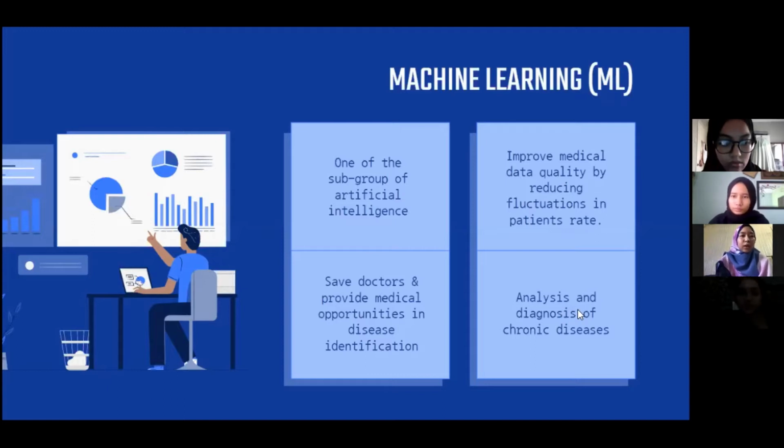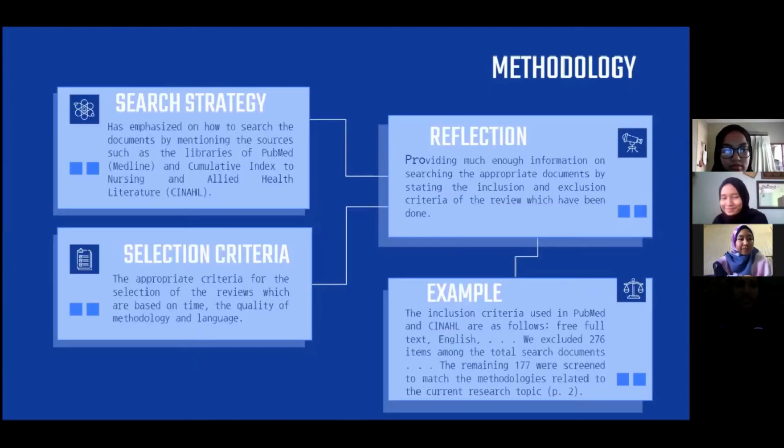Okay, so now we would like to invite our first panel, Pirasannah, to give a brief explanation on the methodology that have been conducted in this particular article to accomplish their objective. The authors have emphasized on how to research the documents for measuring the sensitive versus voluntaries of partners that lie entering the industry nursing and allied health literature in NNEHL. Another step of the methodology that emphasized by the authors is selection criteria. The appropriate criteria for the selection of the reviews which are based on time, the quality of methodology, and language.